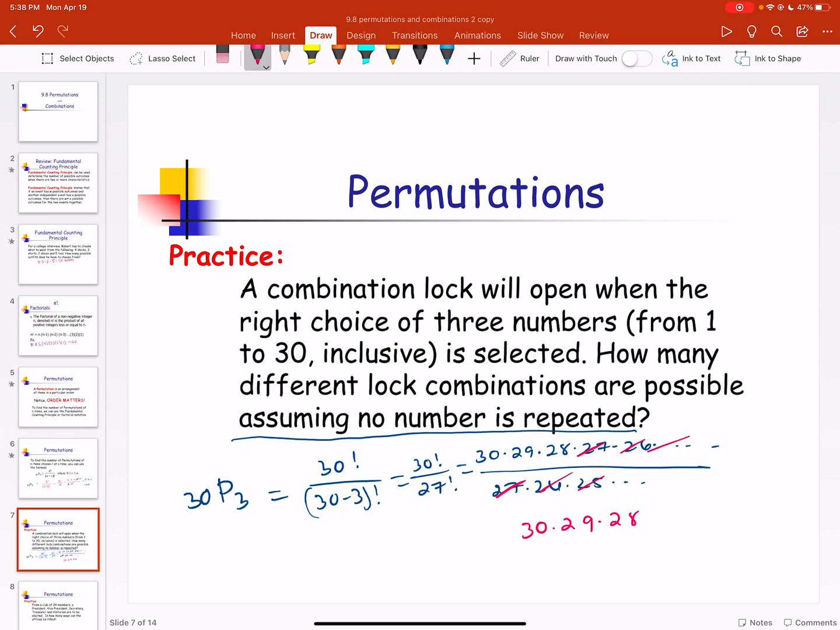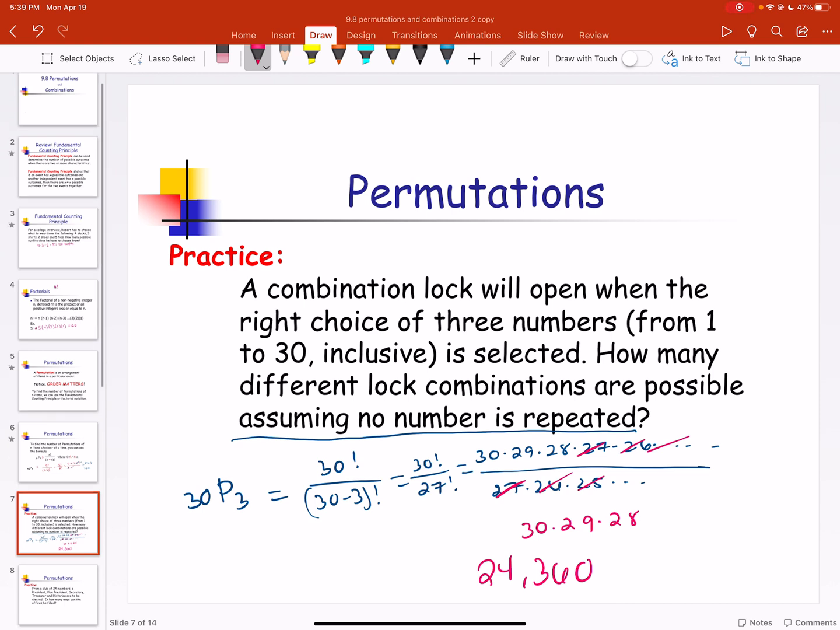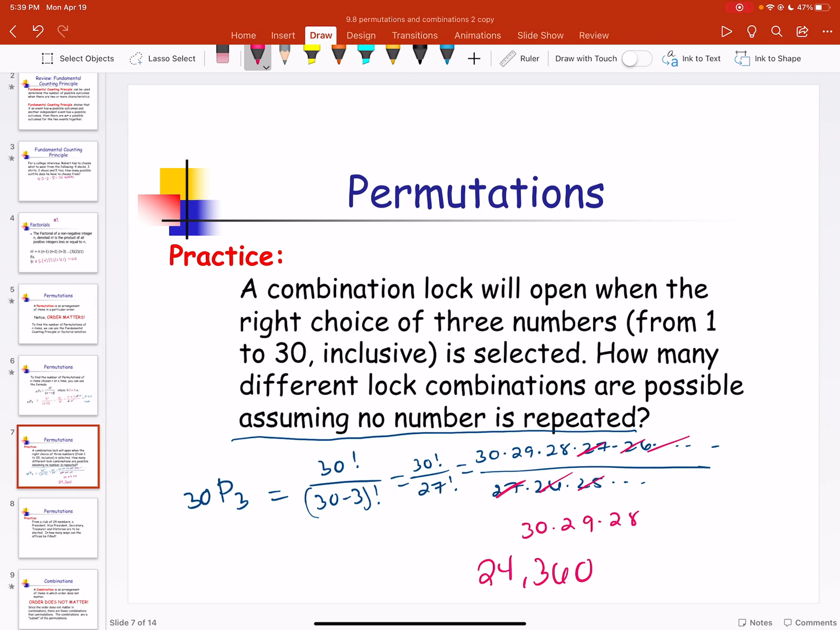So 30 times 29 times 28 is 24,360. So there are 24,360 combinations.